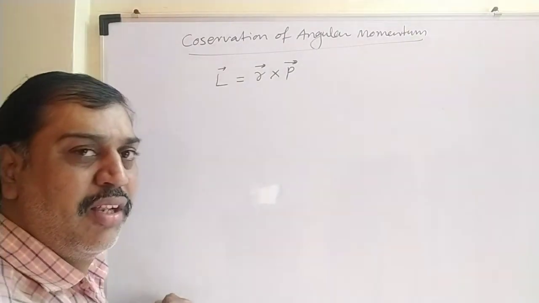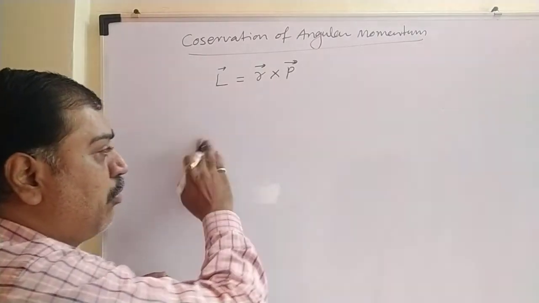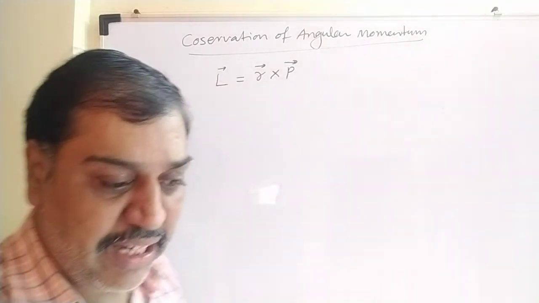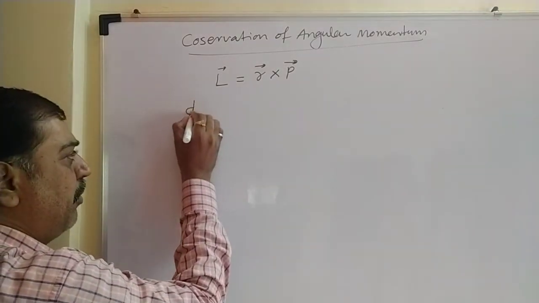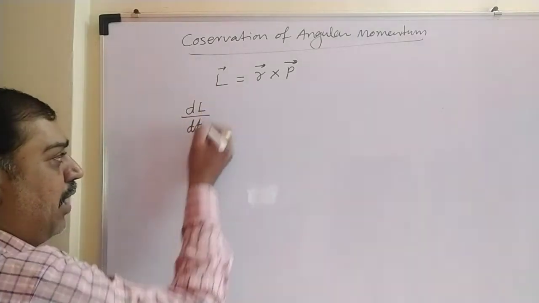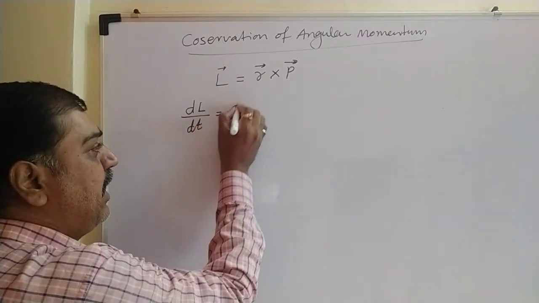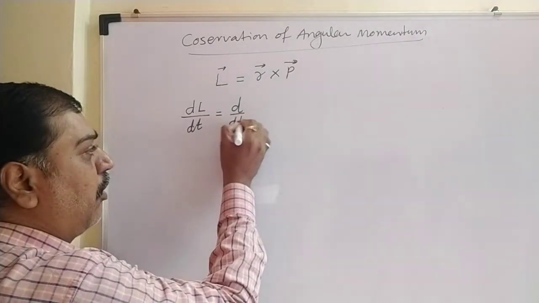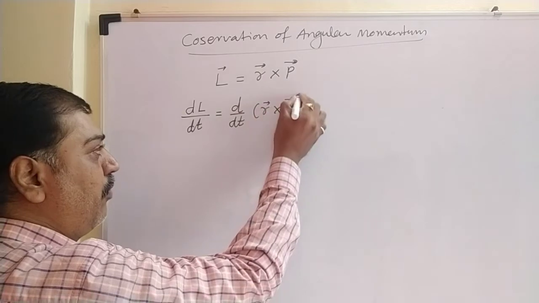So this is nothing but a formula for angular momentum in terms of linear momentum. Now if you consider the derivative of this angular momentum, dL/dt, the derivative of L with respect to time is equal to what? d/dt of R cross P. So this R cross P is the derivative we want to find out.